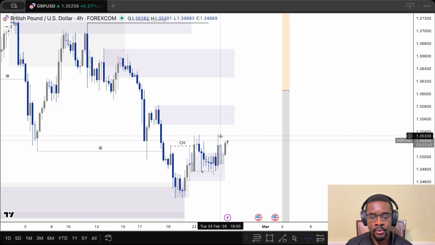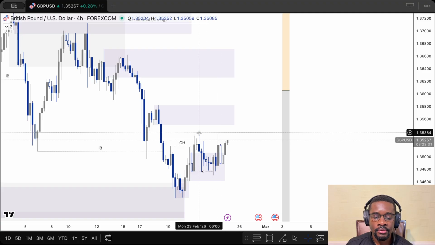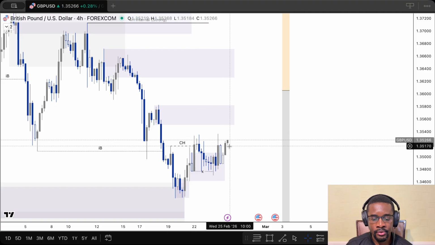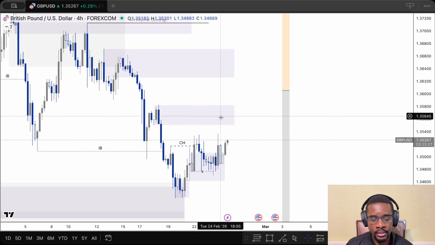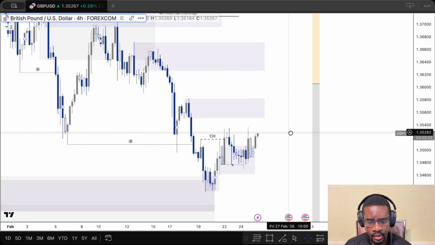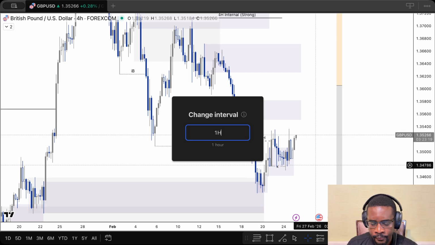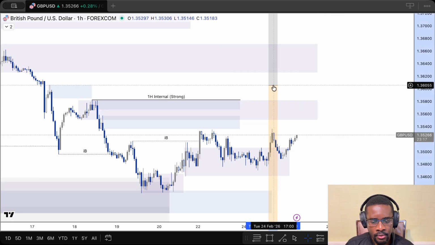And we're expecting price to continue as we are respecting the fractal structure at the moment. So now we're expecting this weak fractal high to be taken. And technically, this sweep is not too large. These are relatively equal highs. So we expect price to continue bullish to at least mitigate this supply. So this is what I'm looking at on the 4 hour, and then looking at the 1 hour.